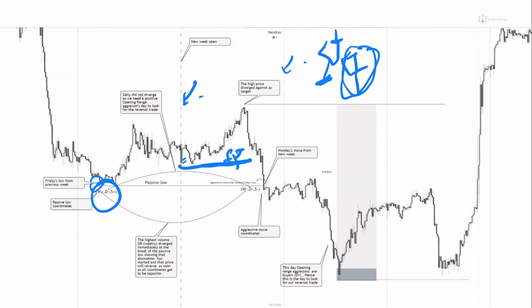Those that came to reach this low are not buyers again, even though the week opens as a buy. But who comes to raid? The participant that came to raid the passive low or high, they are the ones we are actually interested in. They are the ones we are interested in, all right? So this is the passive low.